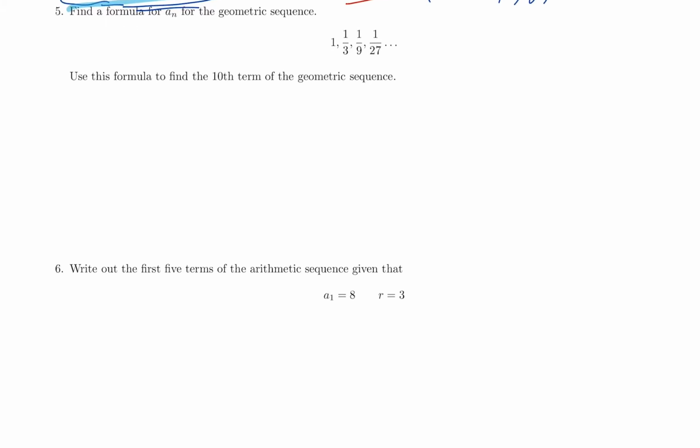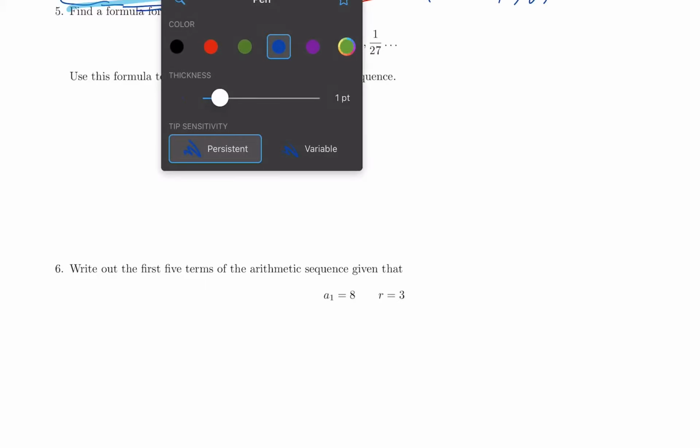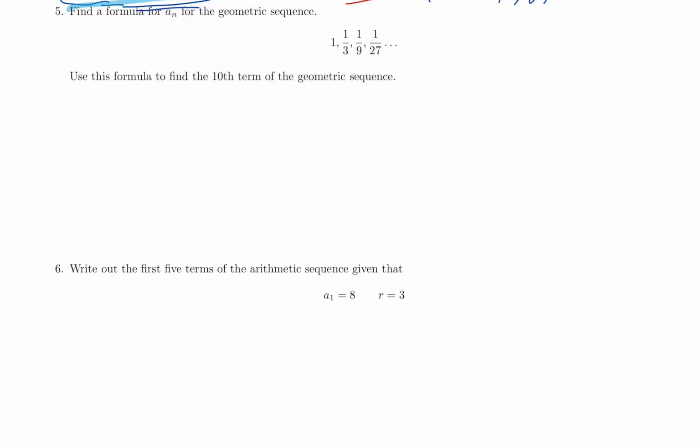Number 5. Again, pause the video and try on your own. Okay. It says, find the formula for a sub n for the geometric sequence. So what is the common ratio here? The common ratio is 1/3 divided by 1, which is 1/3. 1/9 divided by 1/3 is also 1/3. So the common ratio is 1/3. Let's write r equals 1/3.